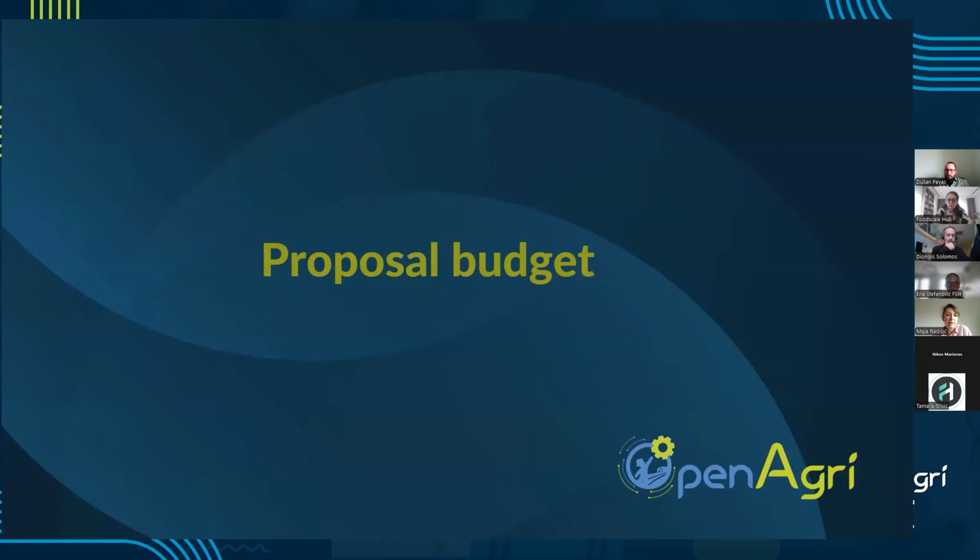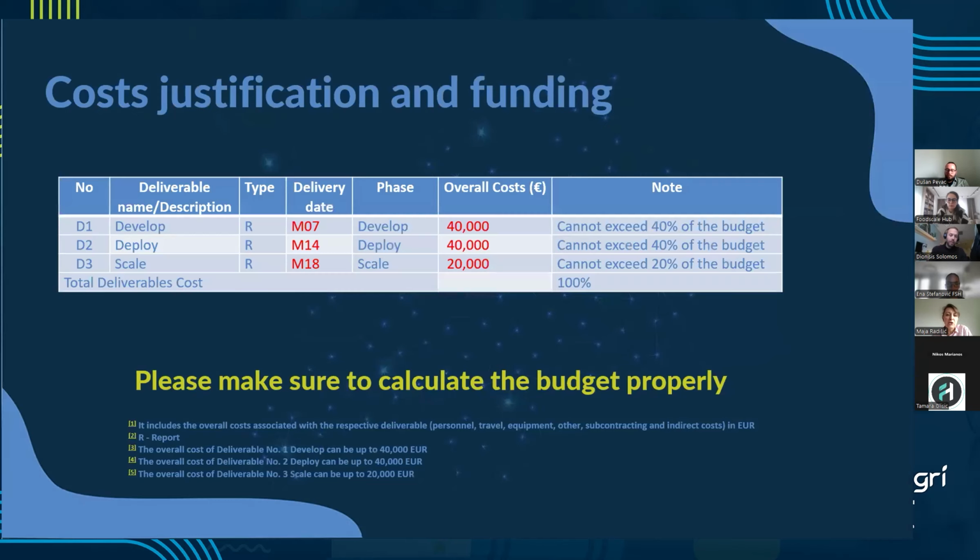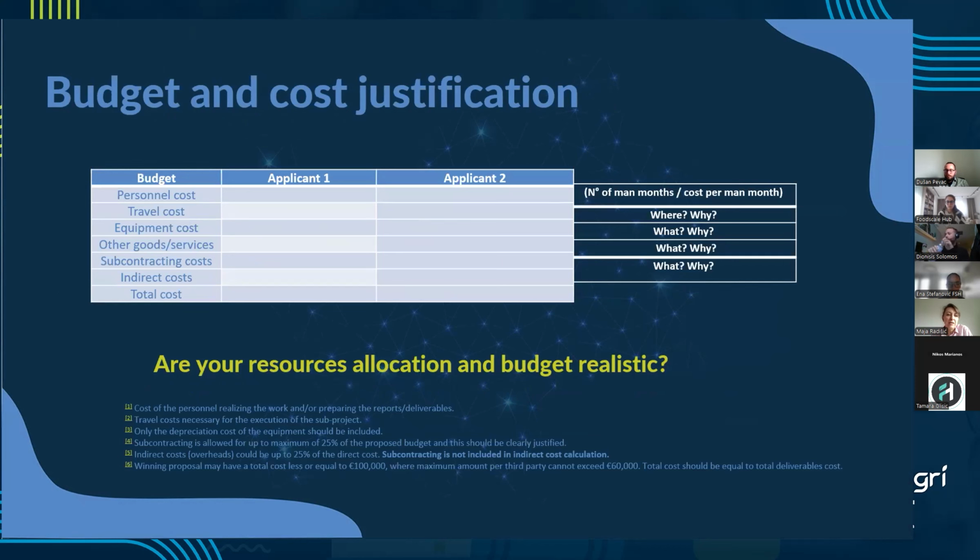When it comes to proposal budgets, these are the categories. Actually, it's 3 phases, following the 3 deliverables, and as you can see, the cost calculation. Also, these are the cost categories that are eligible, but you will also see that subcontracting, for example, is allowed up to a maximum of 25%, but it has to be clearly justified, and it's not included in the direct cost calculation.